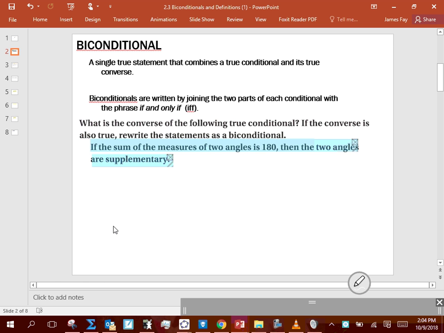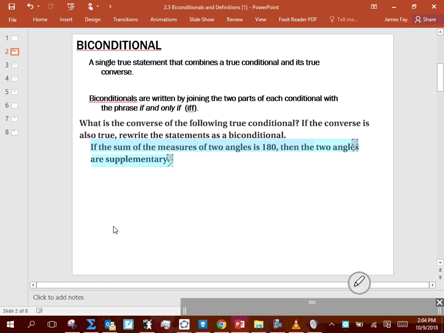Okay, if it's true, awesome. Let's find its converse. Now we decipher if the converse is true or false. If it's true, that's even better, because now we have a true conditional and true converse, and we can write that as what we call a biconditional. Okay, and we combine it into one phrase. So biconditionals are written by joining the two parts of each conditional with the phrase if and only if. Okay, and there's an abbreviation for that phrase, IFF.